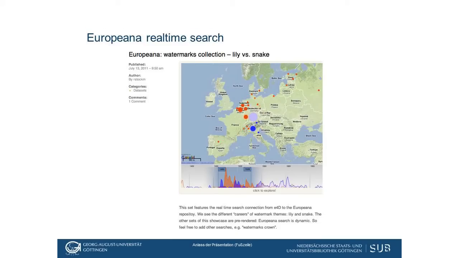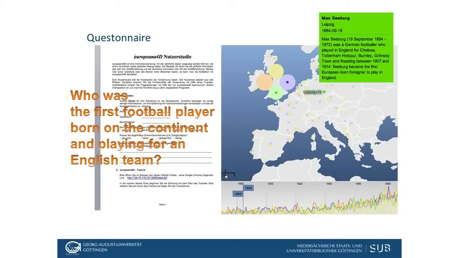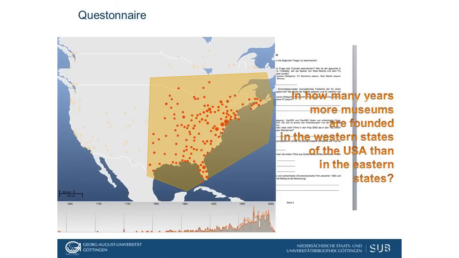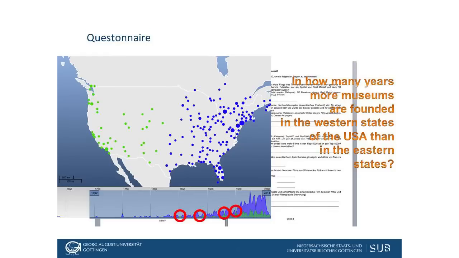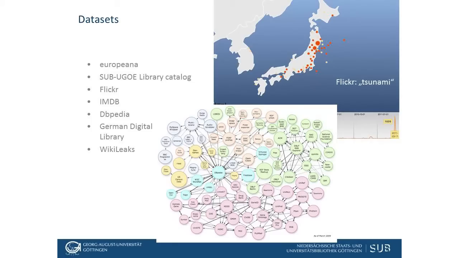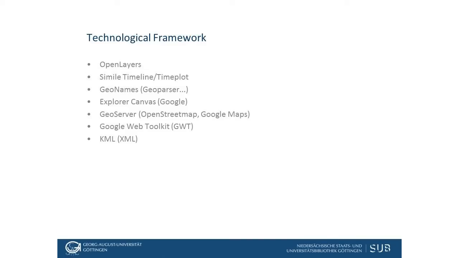Now I went to my presentation. Here are some other examples: football players of Germany and where they are, of Europe and where they are born, the museums. These are data sets we already integrated, which are the Europeana, our library catalog, Flickr data, IMDb data, the International Movie Database, DBpedia, German Digital Library, and we even put some WikiLeaks stuff in it, the Iraqi war logs and Afghanistan war log files. This is the framework we use.